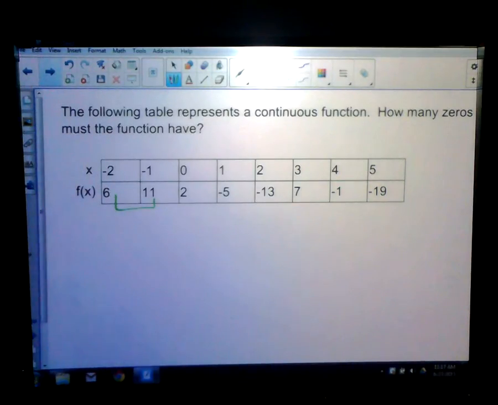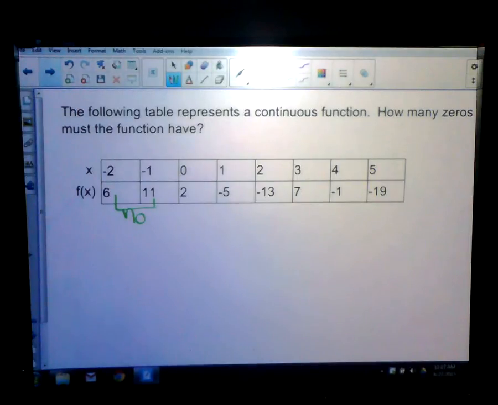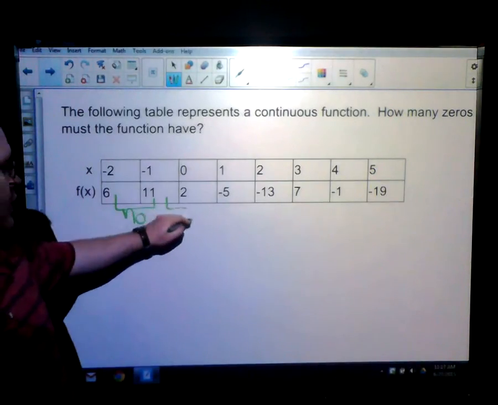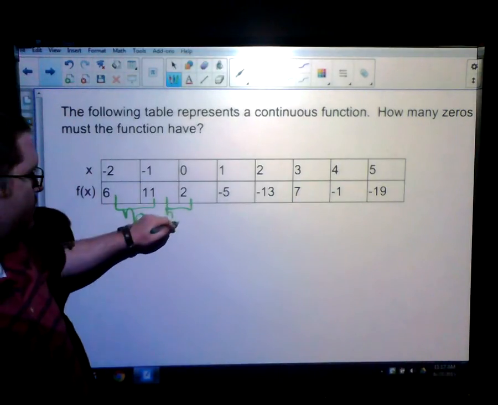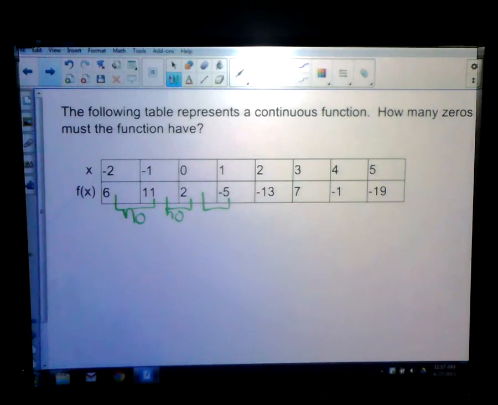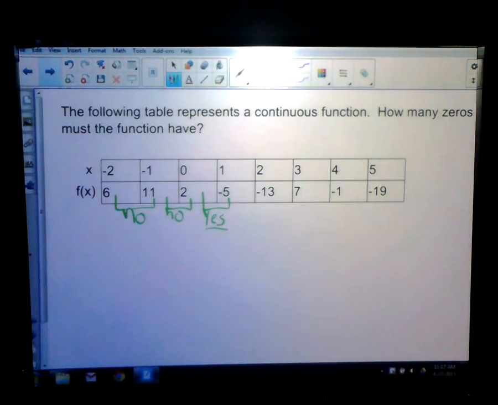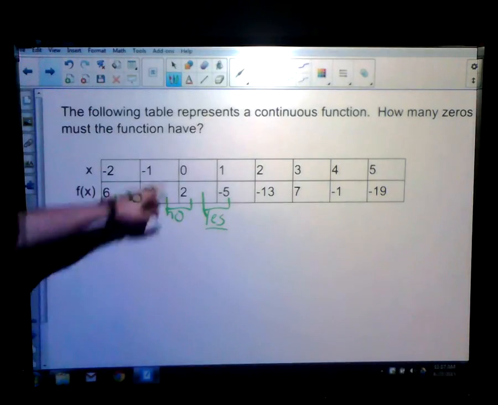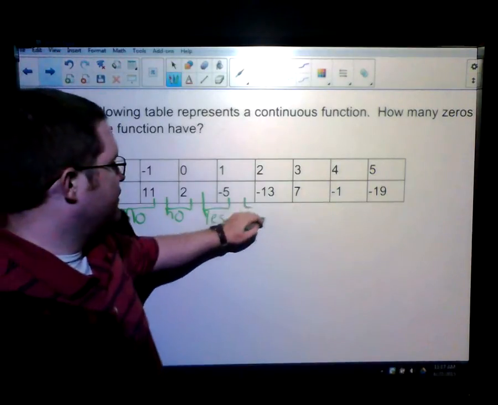I went from 6 to 11. Did I have to cross 0? No. I could have, but I don't have to cross 0 from 6 to 11. How about from 11 to 2? If I go from 11 to 2, do I have to cross 0? No. How about here? If I go from 2 to negative 5, do I have to cross 0 between 2 and negative 5? Yes. At some point in time between 2 and negative 5, you have to cross 0. How about from negative 5 to negative 13?